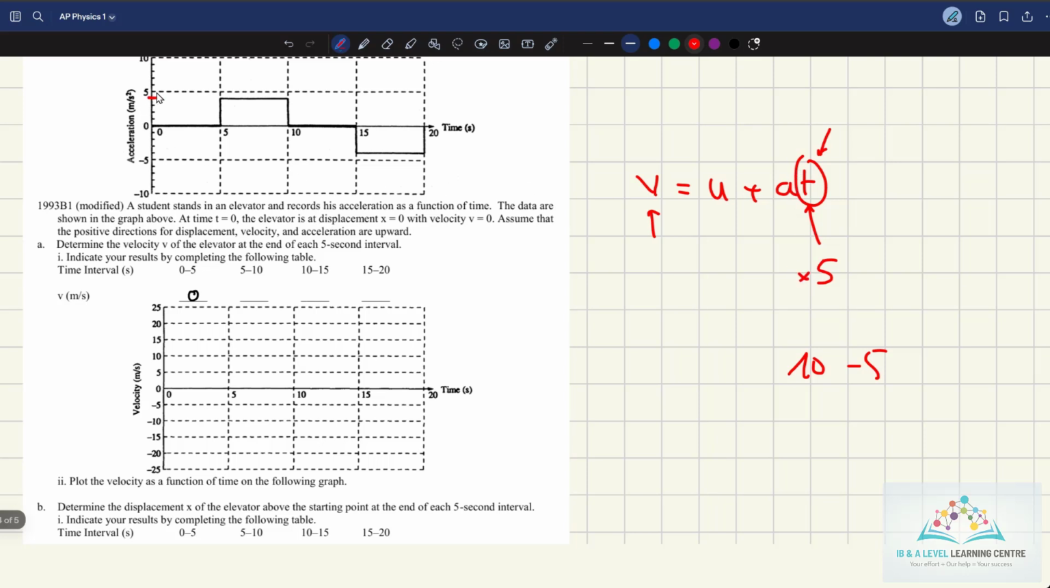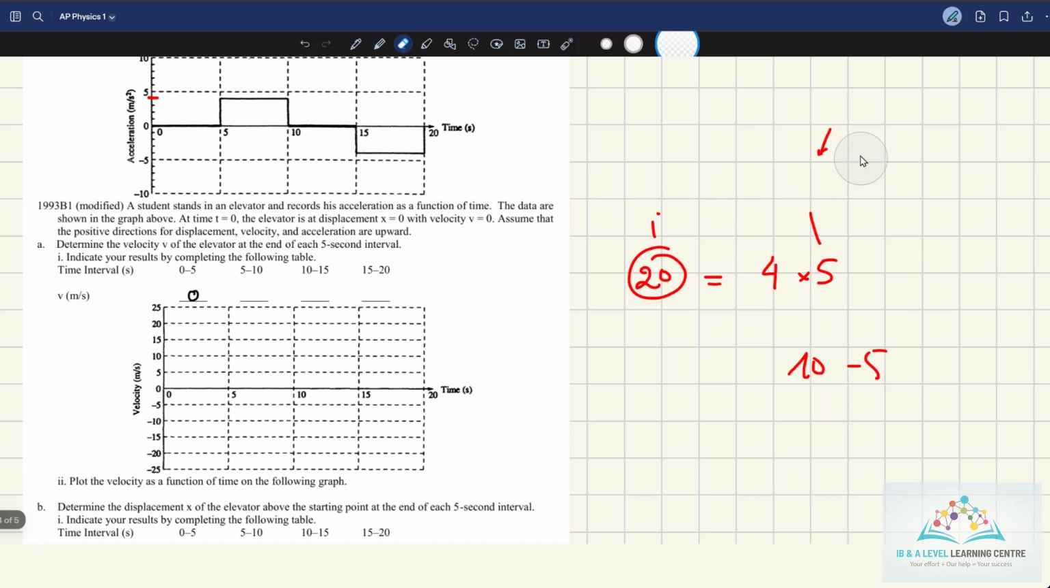So 5 seconds times the acceleration of 4 meter per second squared. The answer here is 20. Okay. Similarly, please continue doing the rest of the problem.